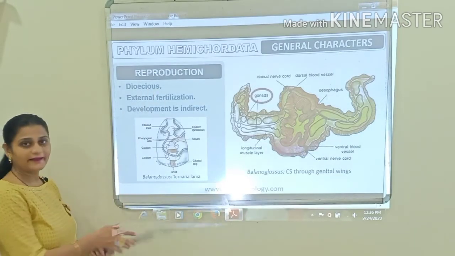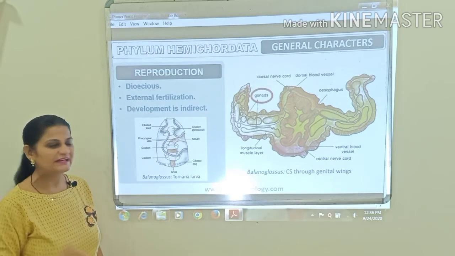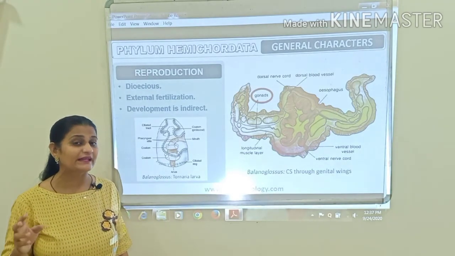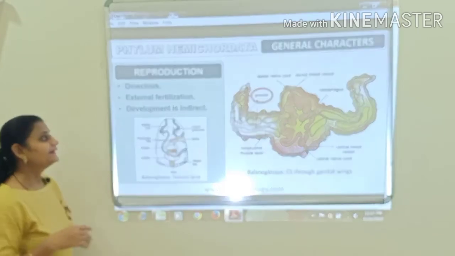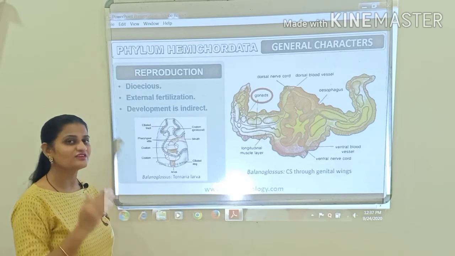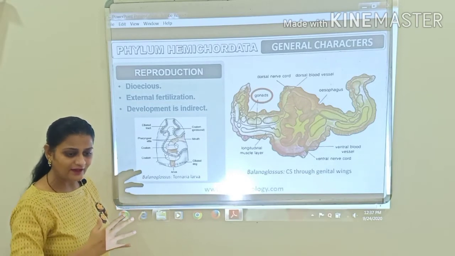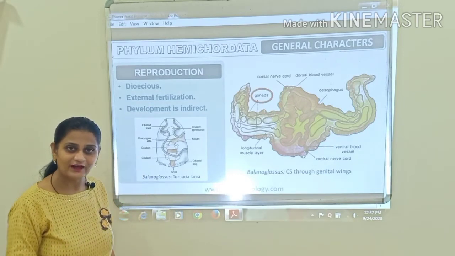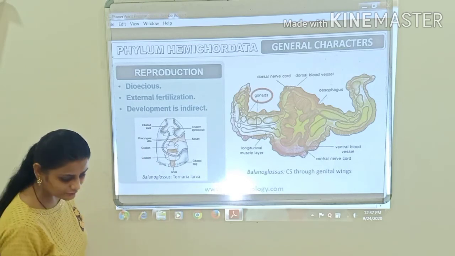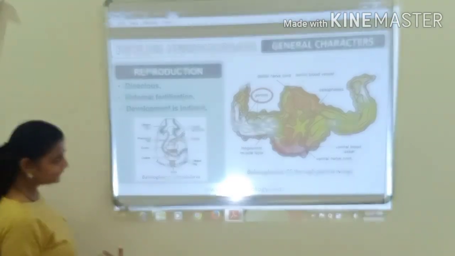Then organisms are dioecious, that means the sexes are separate, right? The male and female individuals are separate. Fertilization is external, that is fusion of male and female gamete takes place in the water. Development is indirect, okay, that means larva stage is observed in their life cycle. Once the eggs are laid, after fusion there will be formation of the larva, and then that larva will get converted into the adult. Okay, so fertilization is external and development is indirect.